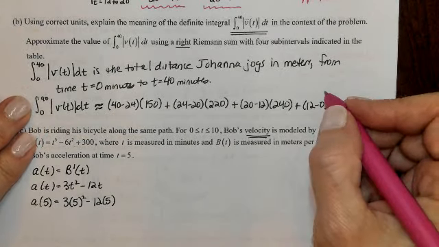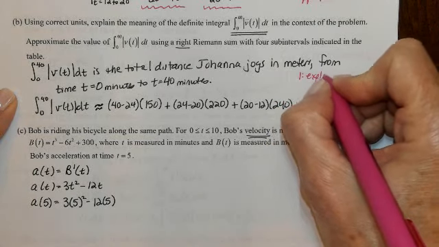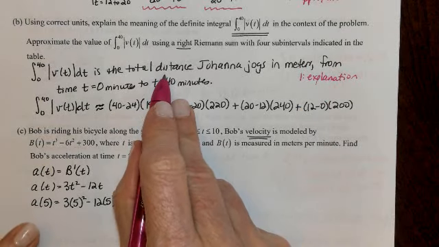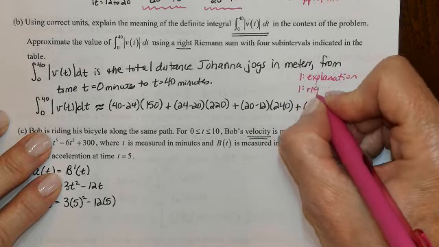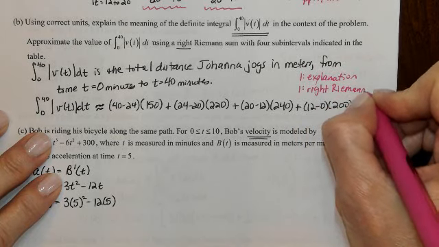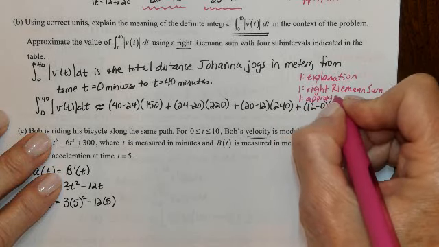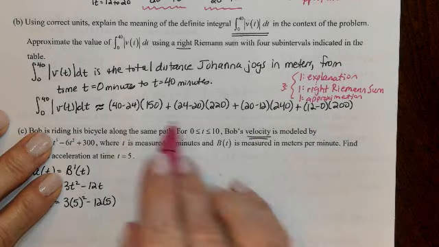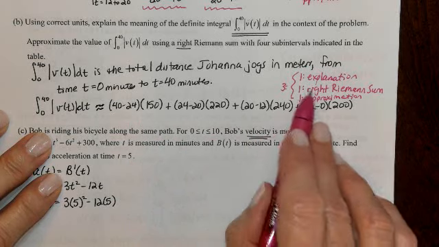Part B was worth 3 points total. 1 point for the explanation. That was our interpretation. 1 point for the right Riemann sum. And 1 point for the approximation. So 3 points total. So our right Riemann sum was also the approximation. So by writing this, we got both of those points.